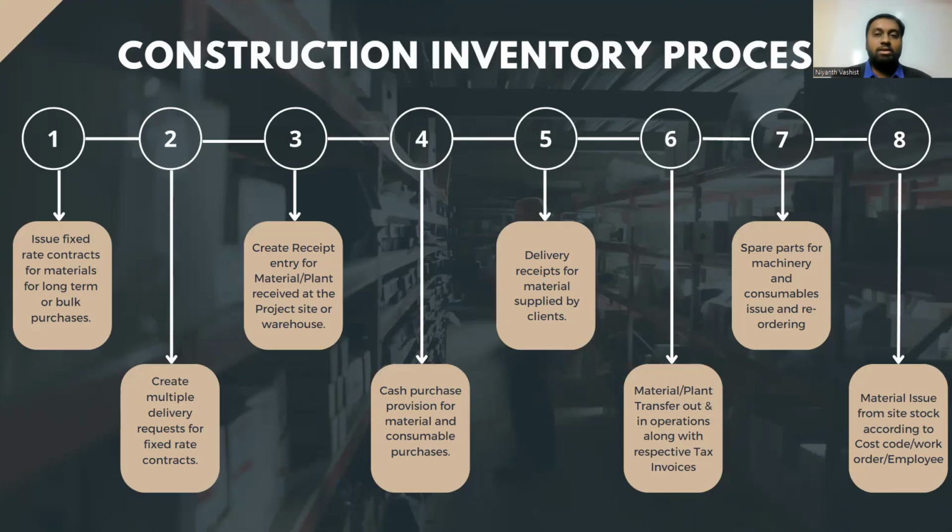For the next step in the process, we need to have a receipt entry for material and plant received at the project site house. One big mistake that a lot of engineers make is that they don't have the records of when the material entered, what was the quantity of material which entered, the delivery challan, the invoices, and multiple other documents. So it is very important for us to know how much material is claimed to have entered.